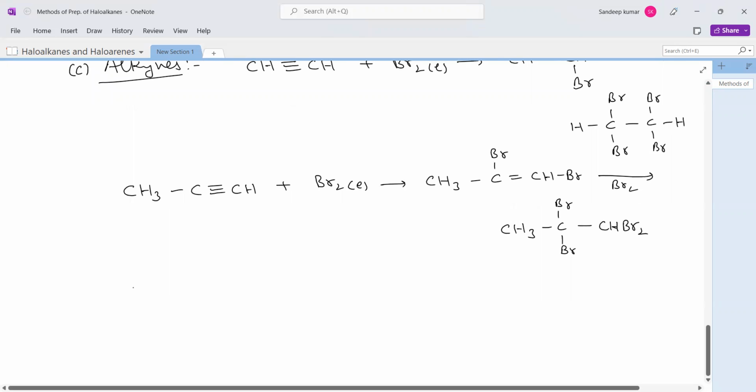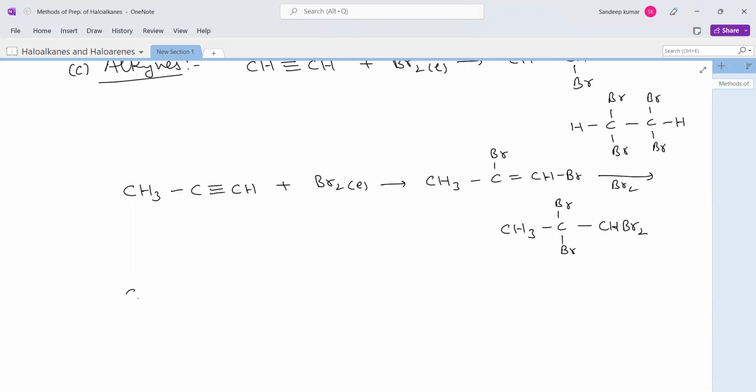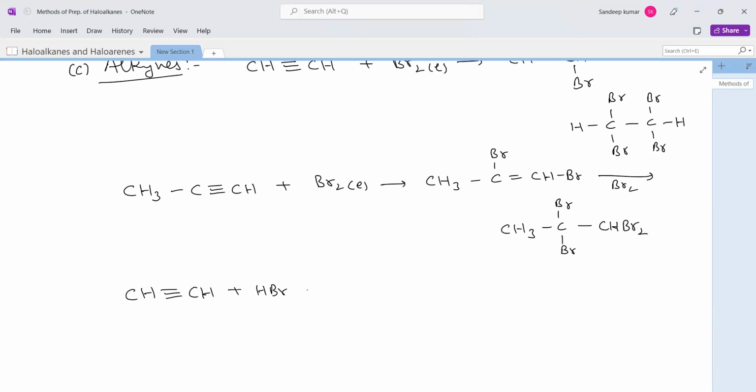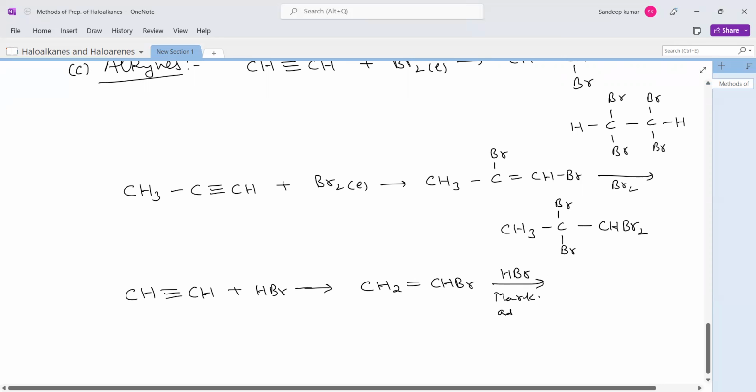We can also add reagents like HBr to alkynes. If we add HBr to ethyne, first this will be added randomly because the molecule is symmetrical, leading to the formation of an alkene with an unsymmetric number of hydrogen atoms on the two carbon atoms. So in the second step, when we again add HBr, it will follow Markovnikov addition.